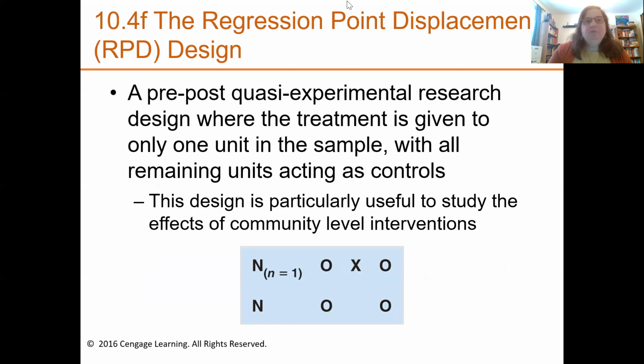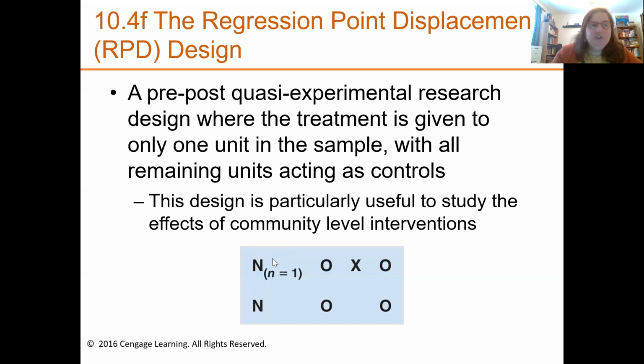Let's talk about this one. The regression point displacement design. This is a pre-post quasi-experimental research design where the treatment is given to only one unit in the sample, with all remaining units acting as controls. Now, this design is particularly useful to study the effects of community-level interventions. So that's where you want to think about this, right?